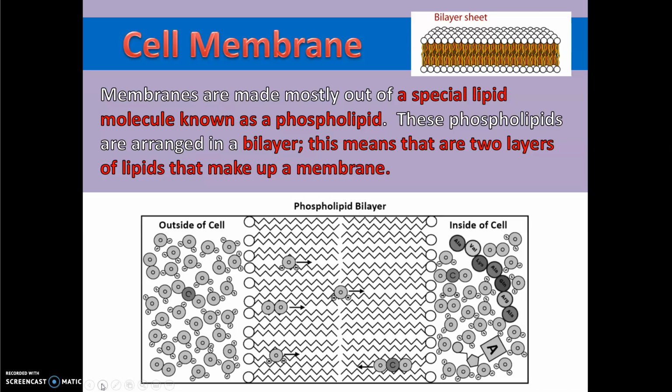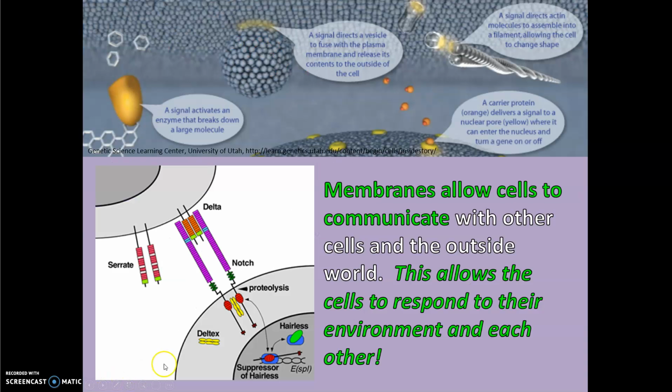So membranes are made mostly of a very special lipid molecule known as a phospholipid. So these phospholipids are arranged in a bilayer, and bilayer means that we have two layers of phospholipids and the tails will be towards each other. So membranes also allow cells to communicate with one another and also with the outside world. And this is how your cells respond to their environment and to each other.